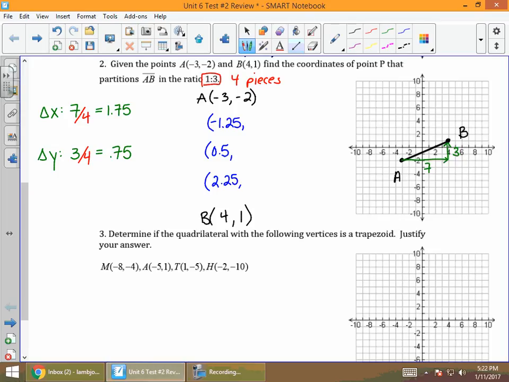Now for my Y values, I start at -2 and I'm going to add 0.75. That is -1.25, and then I'm going to add 0.75 again. That is -0.5. I'm going to add 0.75 again, and that is 0.25. And then I add 0.75 again, and I get 1, which is the answer in B that I wanted.